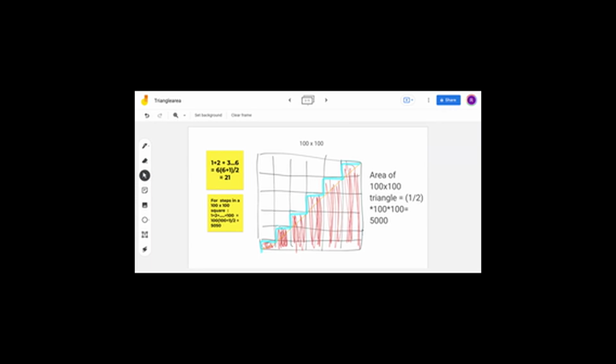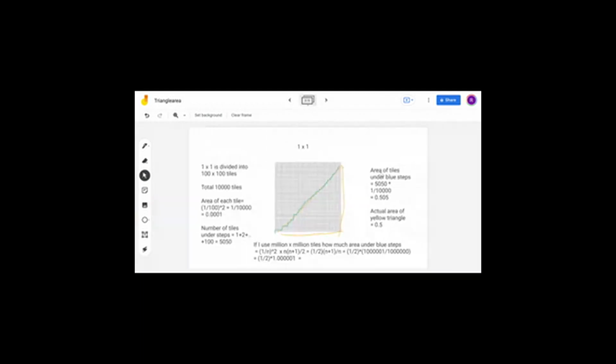There are some half triangles, sir. Yeah, exactly. There are these extra. So the actual triangle is like this, and you have these little half triangles. You will actually have 100 half triangles, so you get 50 extra. That's why instead of 5,000, you get 5,050.